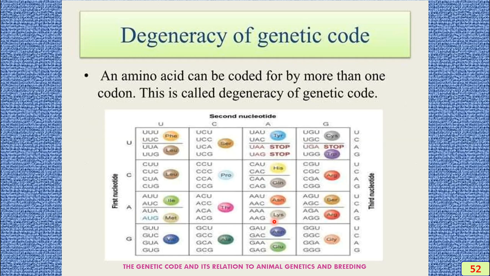So, the degeneracy of the genetic code: an amino acid can be coded by more than one codon, and this is called the degeneracy of the genetic code. A specific amino acid need not be produced by a unique combination; it can also be produced by different nucleotide combinations.